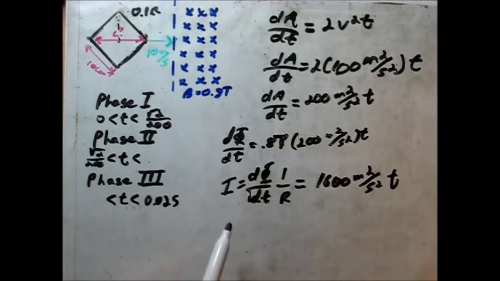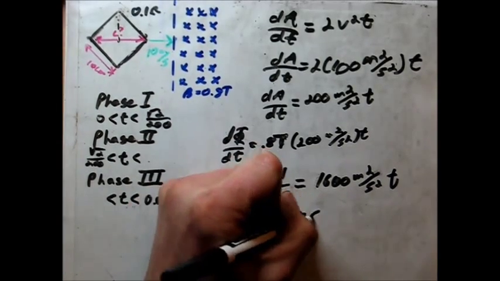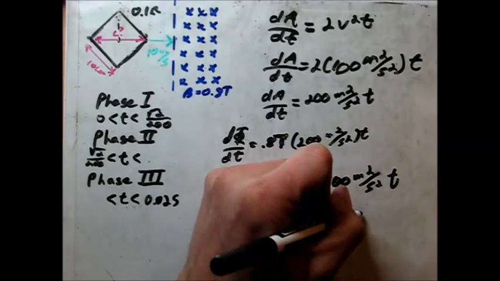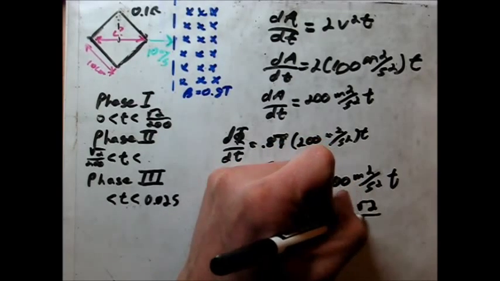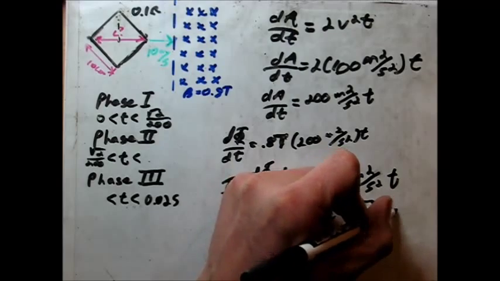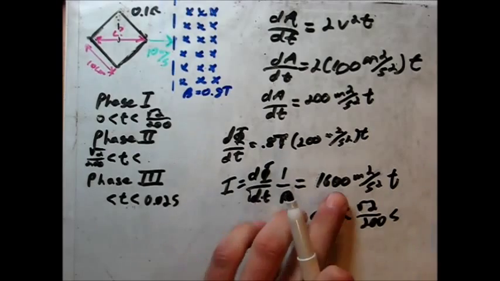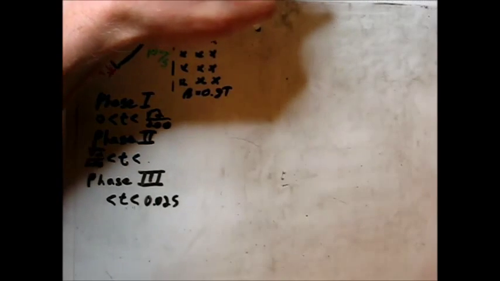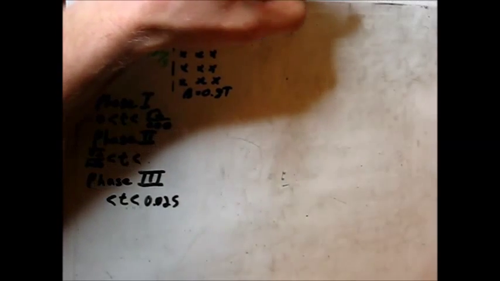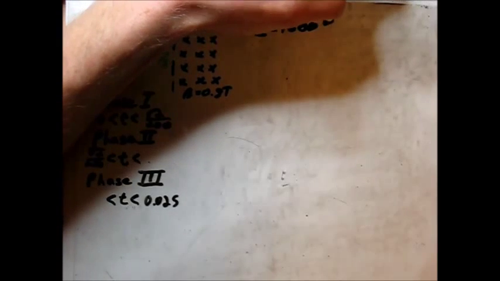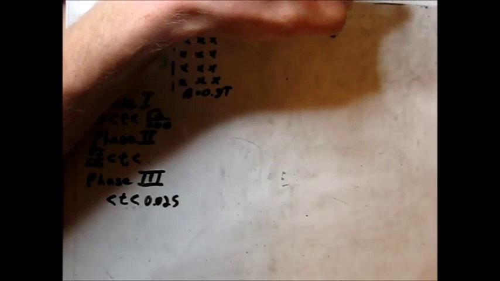Alright, so that's only valid between 0 and square root of 2 over 200 seconds. That's where it reaches the midpoint of our loop. So, the other half. Alright, let's look at phase 2. I'll start with that. Current equals 1600 meters squared per second squared.